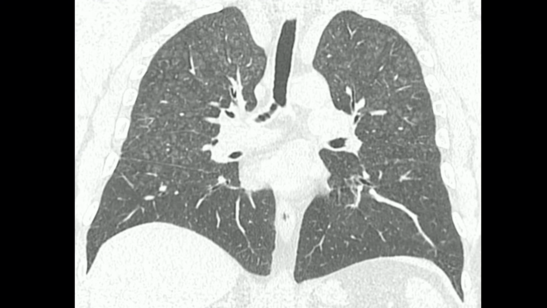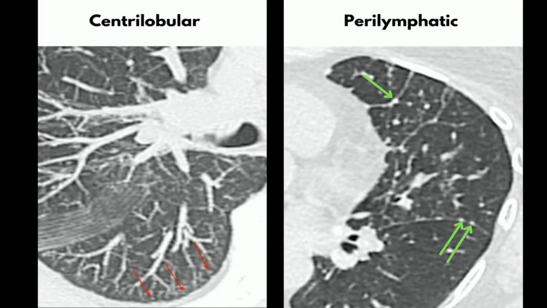the predominant pattern. This is an example of a MIP image on the left from a patient with a disease process associated with centrilobular nodules, compared to a thin-cut image from a patient with a disease process associated with perilymphatic nodules.